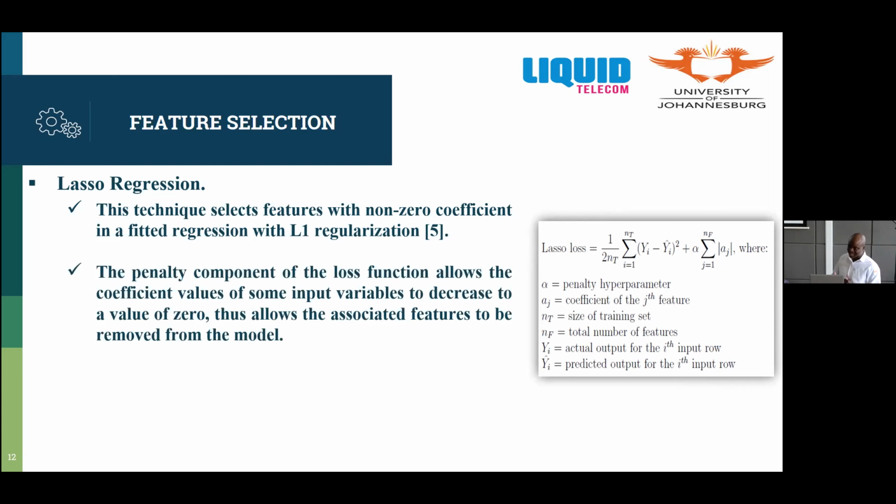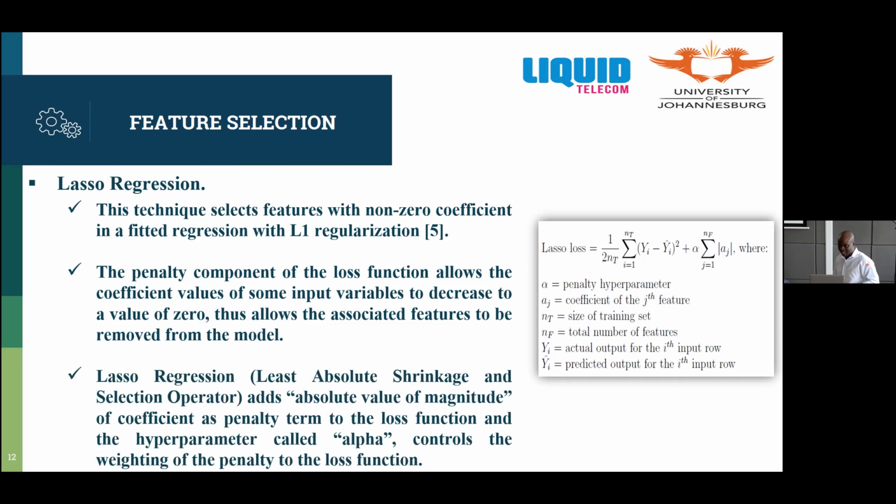As mentioned, the penalty component of the loss function, which is the alpha that I mentioned, allows the coefficient values of some input variables to decrease to a value of 0, thus allowing the associated features to be removed from the model. And very important, lasso stands for least absolute shrinkage and selection operator.